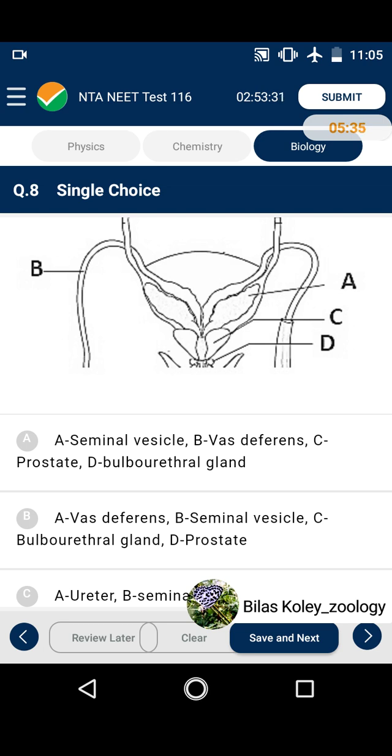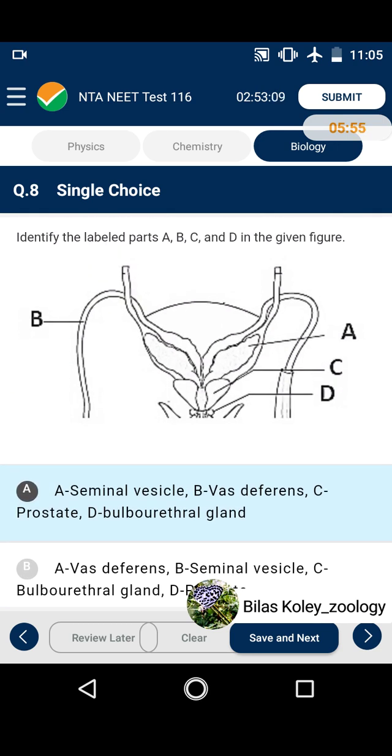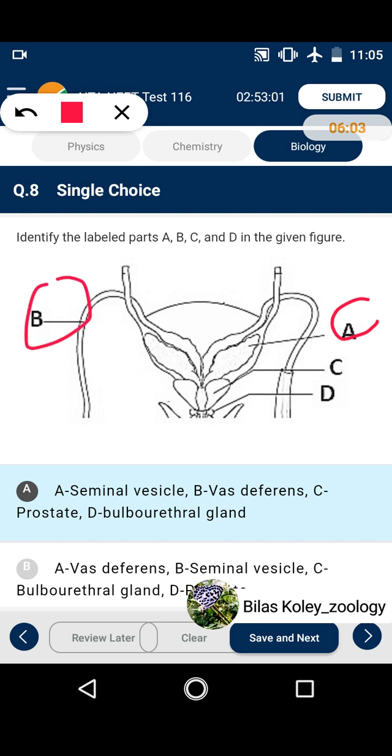Now if we arrange in the right order, then the right option should be option A, that is, this is seminal vesicle, B, vas deferens, C, prostate, and D, bulbourethral gland.